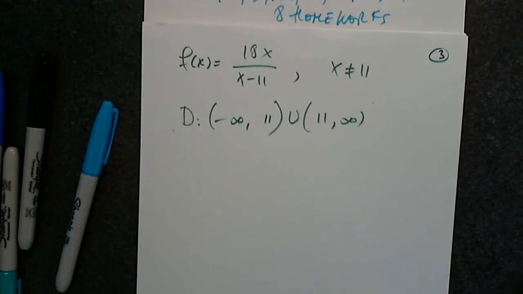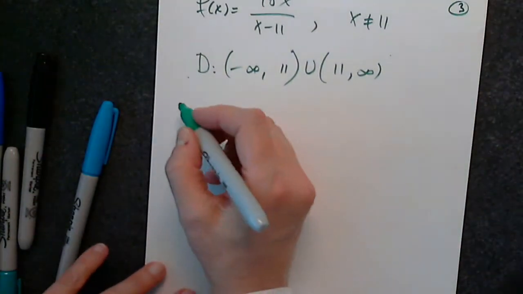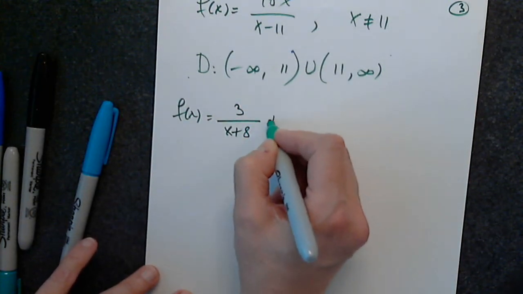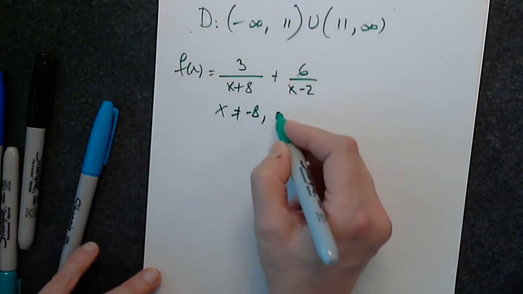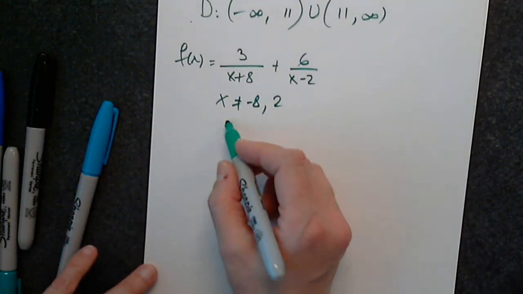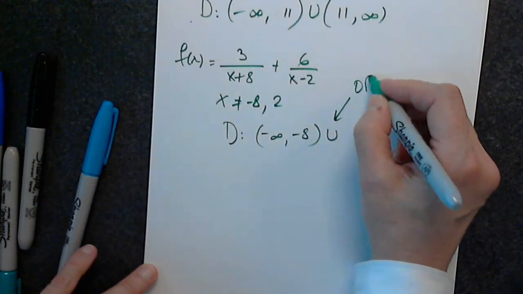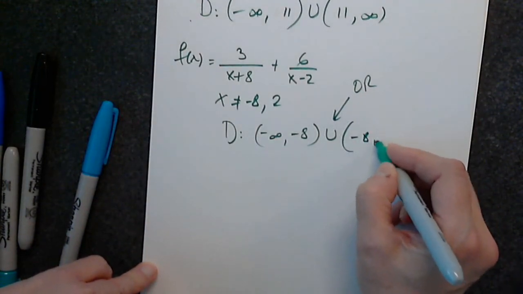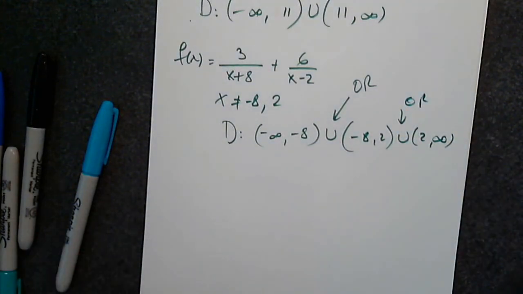Okay, so maybe I should write this function here for you in the notes. So that was f of x equals 3 over x plus 8 plus 6 over x minus 2. X cannot equal negative 8 and cannot equal 2. Therefore, the domain is negative infinity to negative 8, union. Union is the replacement of the conjunction or. So negative 8 to 2, union 2 to infinity. This is or. Okay, moving on. Please stop me if you have questions.